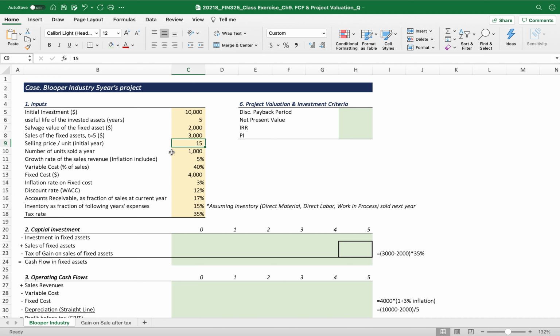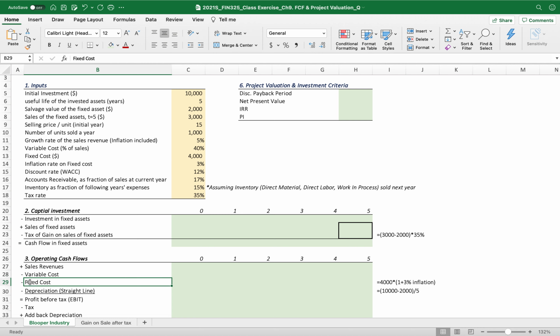But we are going to assume that the number of units sold a year, or the sales, the multiple of $15 per unit times 1,000, is going to be growing with this 5% growth rate. Then we need to measure the variable cost and the fixed cost here based on the percentage of sales. The fixed cost is just fixed cost, not aligned with sales, but will grow with the inflation rate, 3%. Discount rate is the rate that discounts the future cash flows made by this project to get the discounted payback period, or net present value, or the PI.